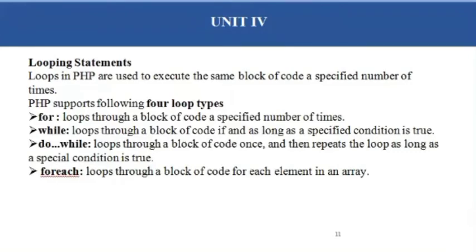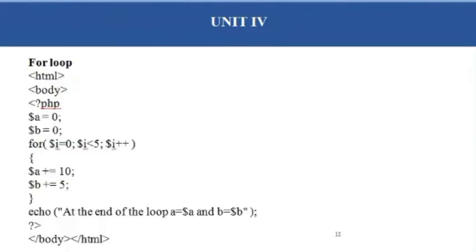The foreach statement is a block of code used for each element in an array. Wherever we use an array, we use the foreach looping statement. So this is an example for a for loop.